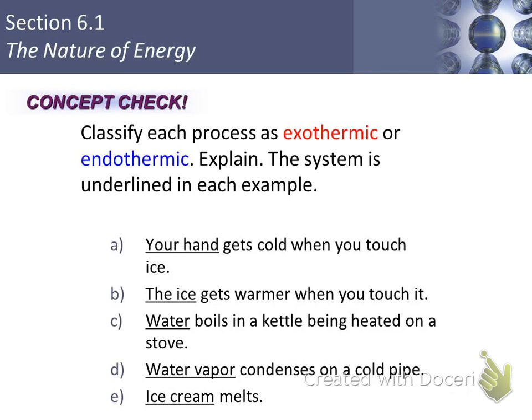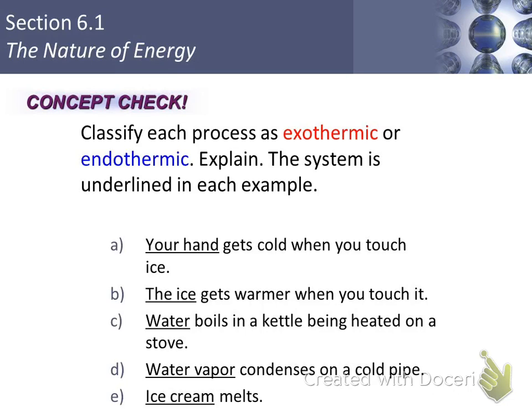Okay, we're going to look at each of these, endothermic or exothermic. Your hand gets cold when you touch ice. So your hand is the system, right? The system is what's underlined. So the ice isn't the system. Your hand is the system. So as I think about my hand getting cold, touching the ice, is it exothermic or endothermic? Exothermic, right? Because heat is flowing from my hand to where? The ice. The ice would be considered part of the surroundings. So the ice would be endothermic, right? But my hand is the system here.